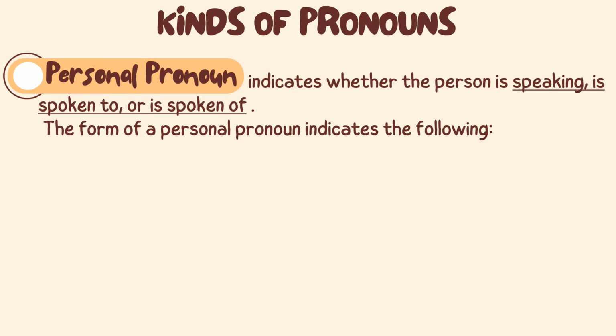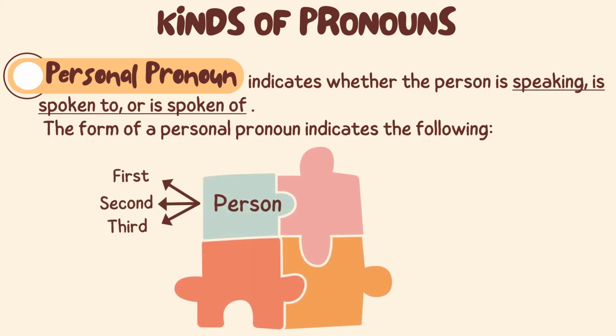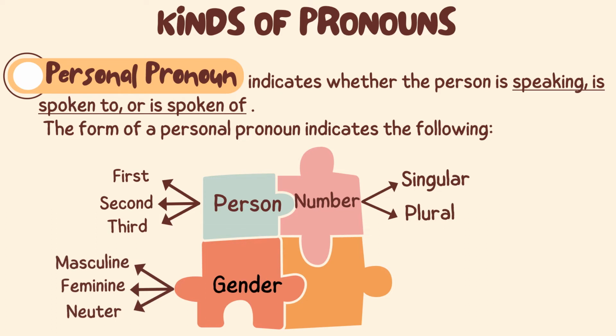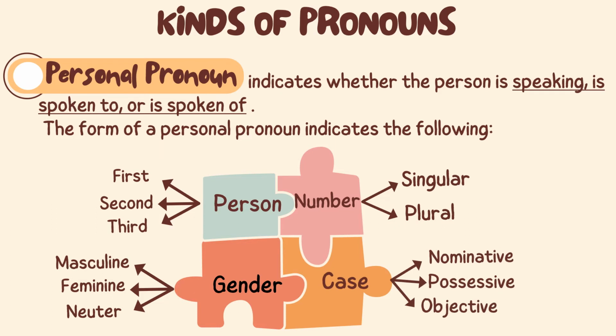Personal pronoun indicates whether the person is speaking, yung nagsasalita, is spoken to, yung kausap, or is spoken of, yung pinag-uusapan. The form of a personal pronoun indicates the following. We have the person. It could be first person, second person, or the third person. Next is the number, either singular or plural. Next is the gender, masculine, feminine, or neuter. Case, it could be nominative, possessive, and objective.